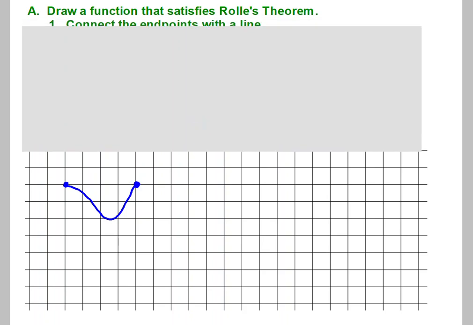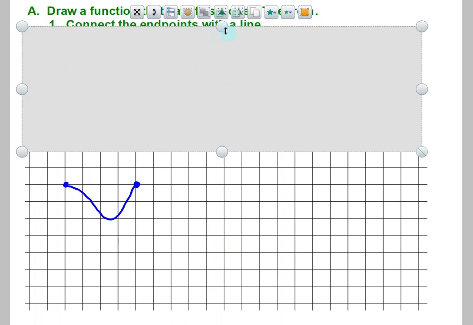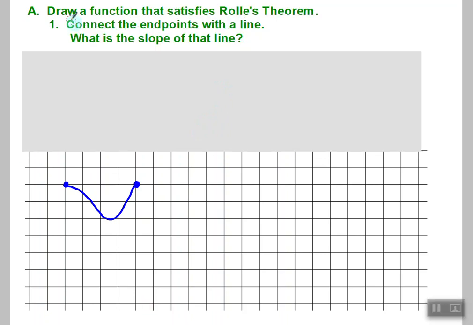So let's connect the endpoints with a line. What is the slope of that line? Well, the slope of that line is 0 because that's a horizontal line. The slope is 0.